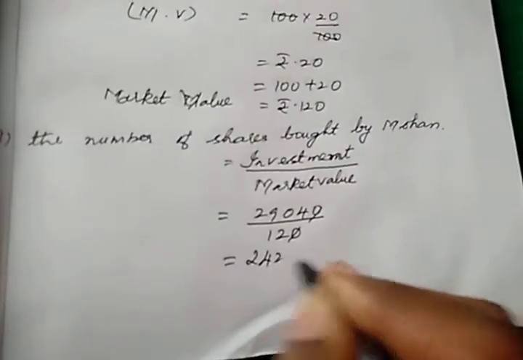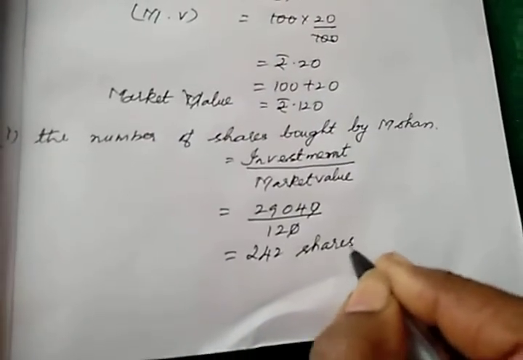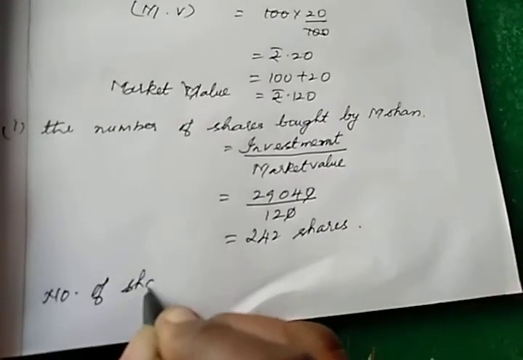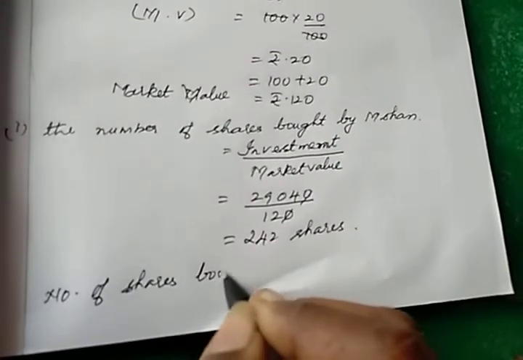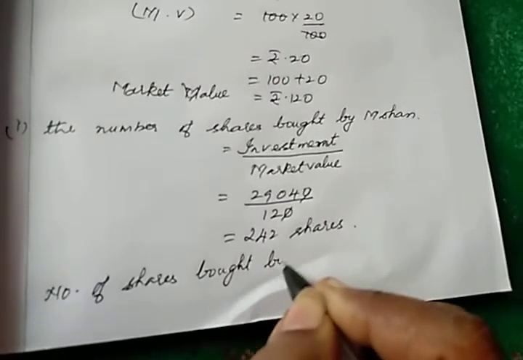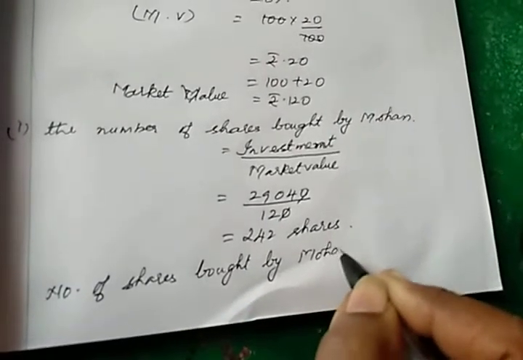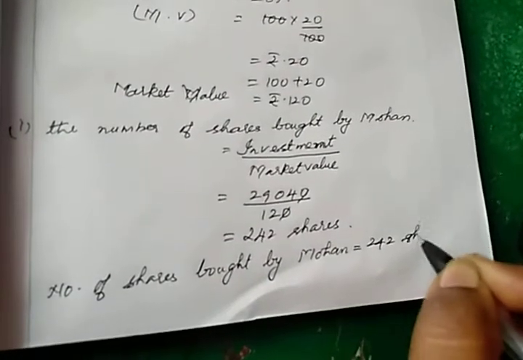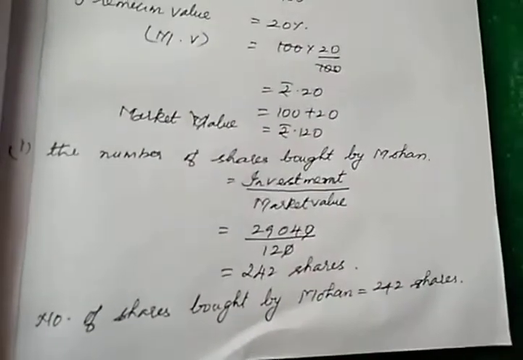So Mohan has bought how many shares? 242 shares. Number of shares bought by Mohan. You have to compulsorily write the conclusion and underline it. Next, second subdivision.